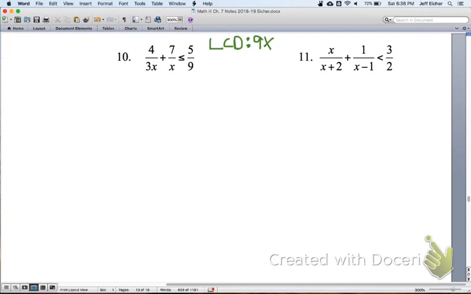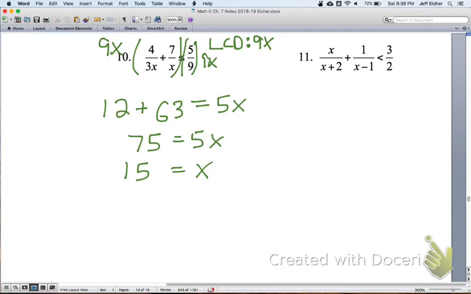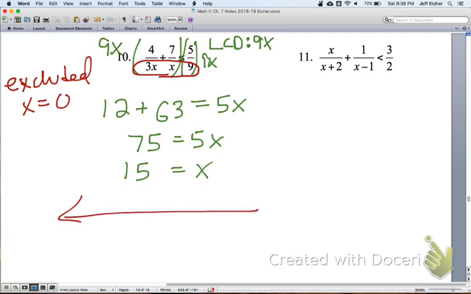We get a very pretty answer, x equals 15. We have one excluded value. The excluded value is when the denominators give 0, when the fractions would be undefined. So the one excluded value is 0. That's important because when you graph it on your number line, you'll have a 0 and a 15.